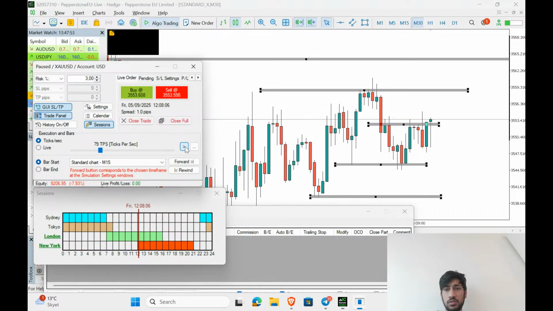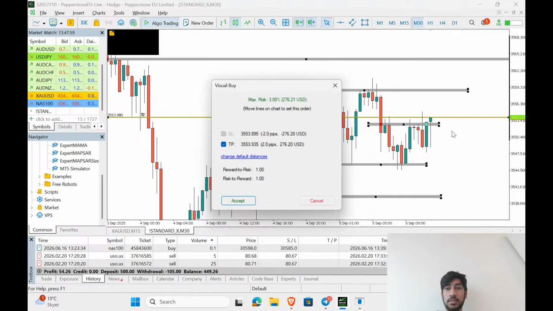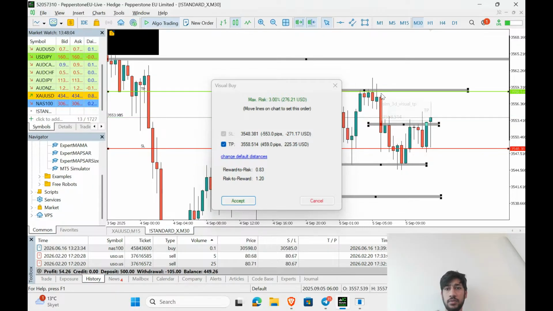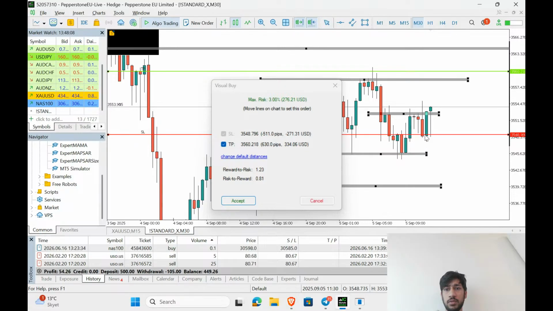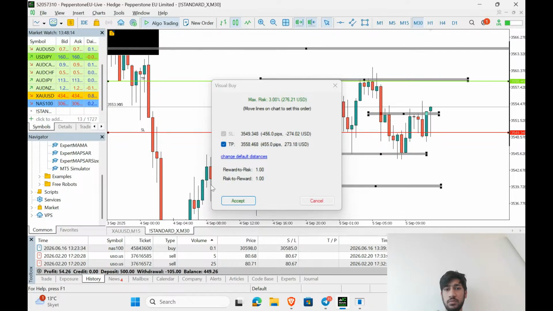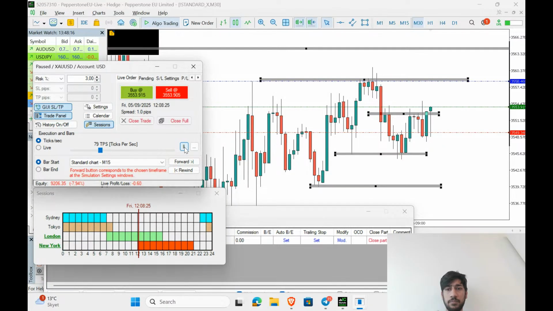Like this, buys, stop loss, take profit. H1, M30. I mean, if it comes down to its own range, yeah.